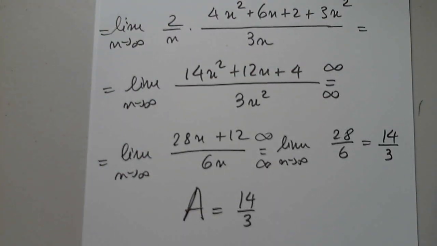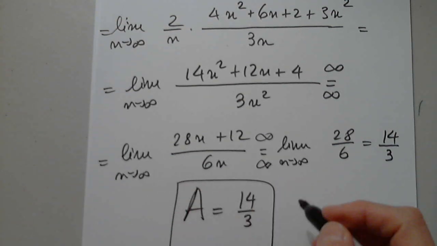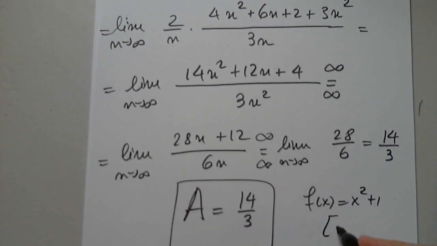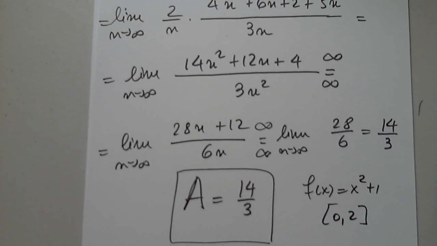And this is the exact area under the graph of f of x equals x squared plus 1 on the interval 0, 2. If this is velocity, then my total distance is 14/3. If this is marginal profit, then this is the total profit between 0 and 2, and so on and so forth.